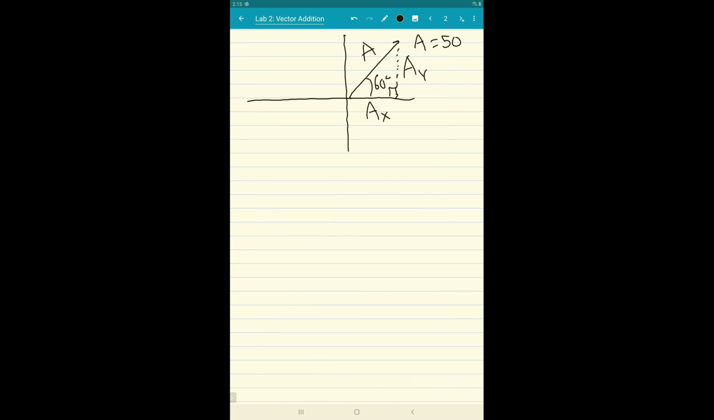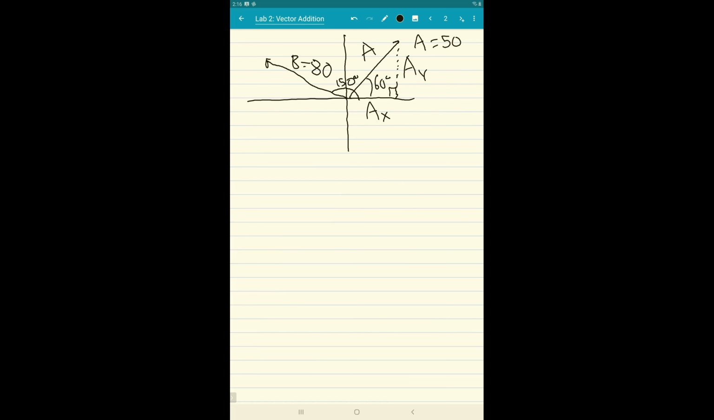So here's my A vector. I'm going to make a B vector over here. I'm going to make its magnitude, its length, 80. And I'm going to make its angle with respect to 0, 150. Okay? So that's how the vector will be given to you.